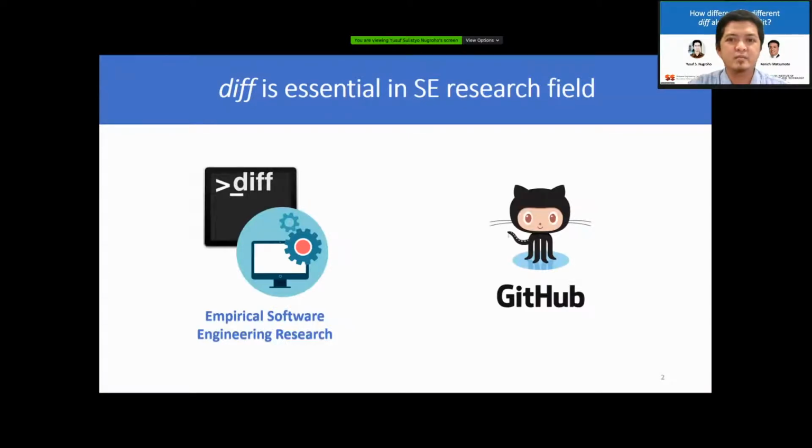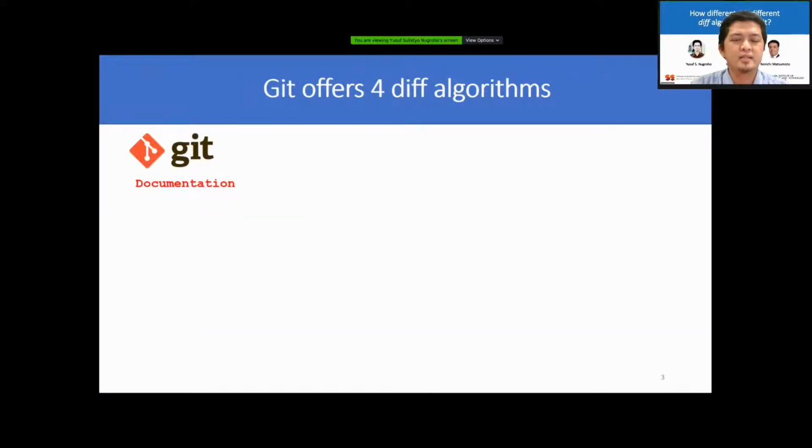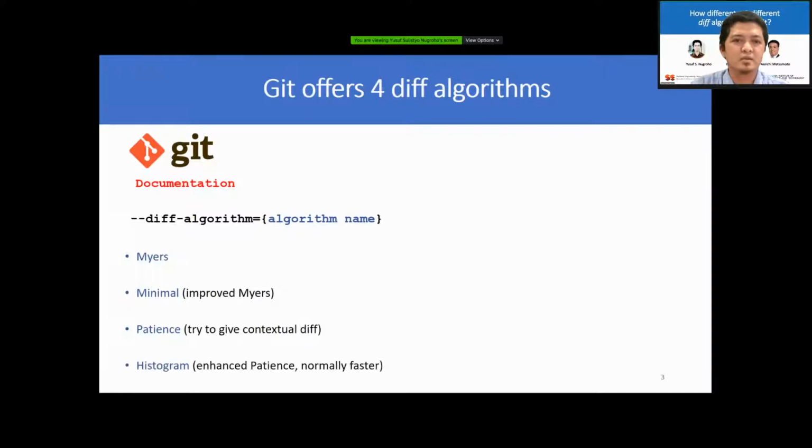In empirical software engineering research, diff is commonly used in various topics. Along with the growth of GitHub, recent studies analyze software changes extracted from Git repositories by using the Git command, for example, the Git diff. But do you know that according to Git documentation, Git offers a diff utility for users to select the diff algorithms, either Myers, minimal, patience, or histogram? In textual differencing, all diff algorithms are computationally correct in generating the diff outputs.